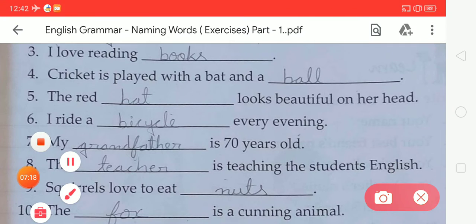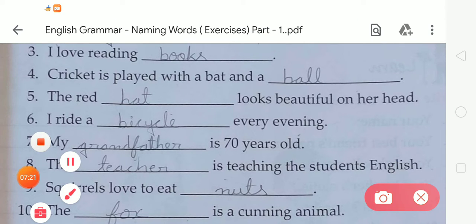In number 7, there is: my dash is 70 years old. So what will we write on the given blanks? We have to write here grandfather. My grandfather is 70 years old. Okay student, what is the spelling of grandfather? G-R-A-N-D-F-A-T-H-E-R, grandfather. So in number 7, we have to write my grandfather is 70 years old.